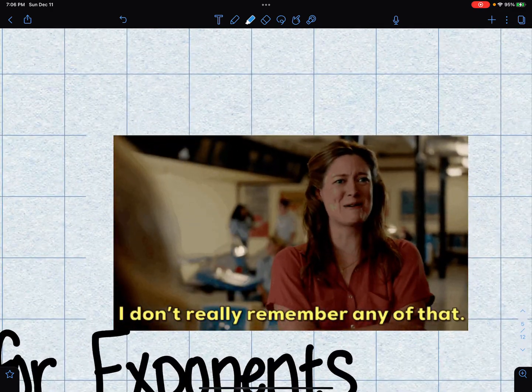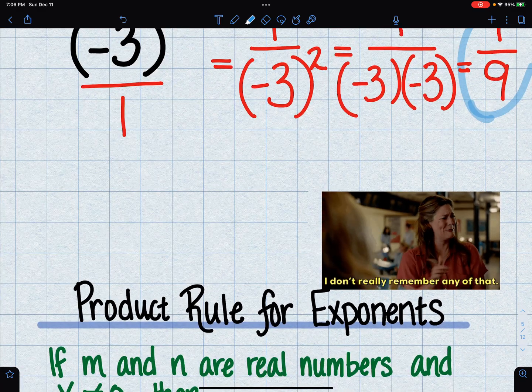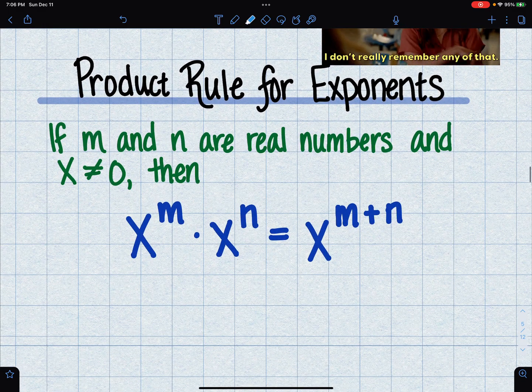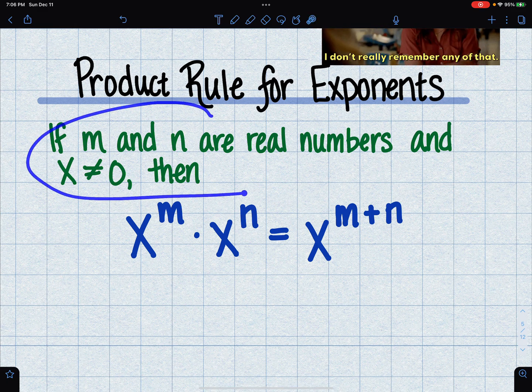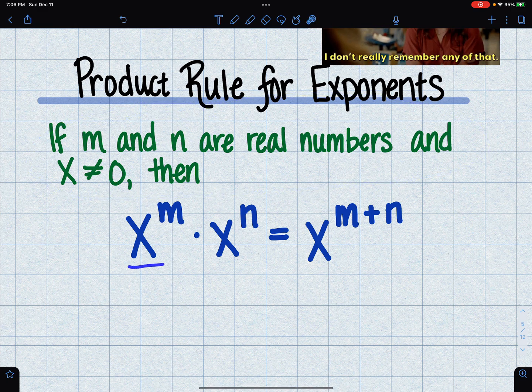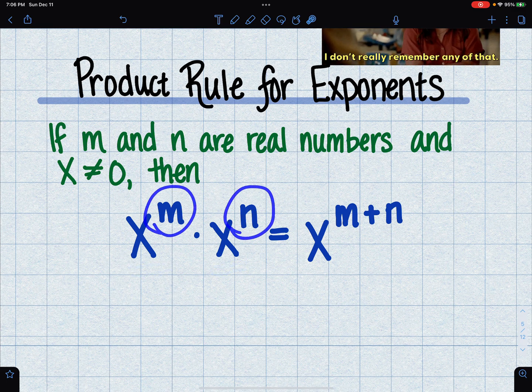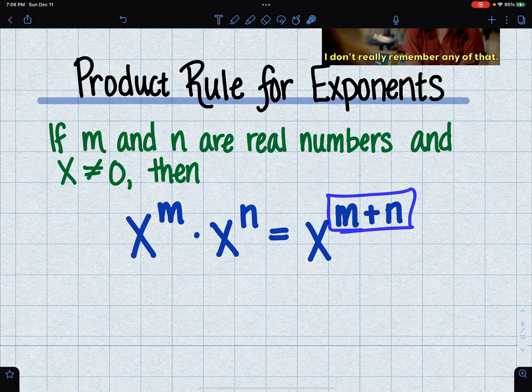I don't really remember any of that. It's okay if you don't, because here it is. Here is the product rule for exponents. When you're multiplying two numbers or variables, and those two numbers have exponents with them, and the bases are the same, what you do is you add up the exponents, right?